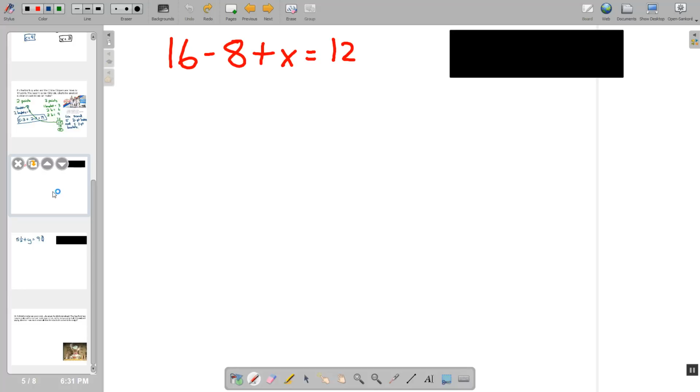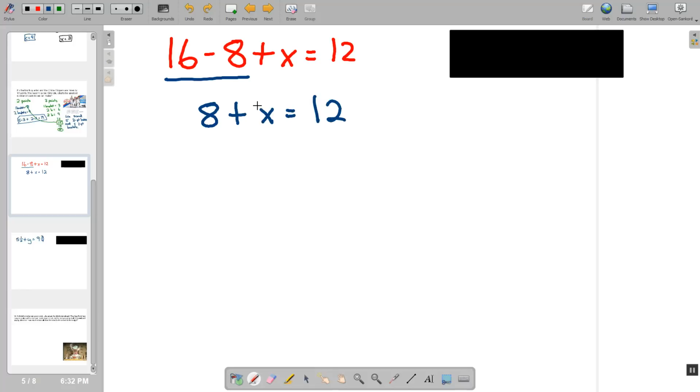So let's do a few more examples on equations, and we're going to do one more real-world problem at the end as well. For this first problem, we have 16 minus 8 plus some number is equal to 12. The first thing I'm going to do is subtract 16 and 8 right away to simplify our equation.